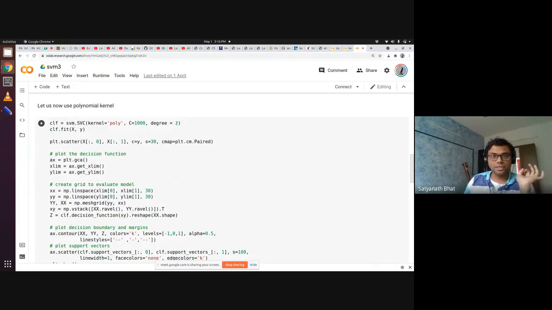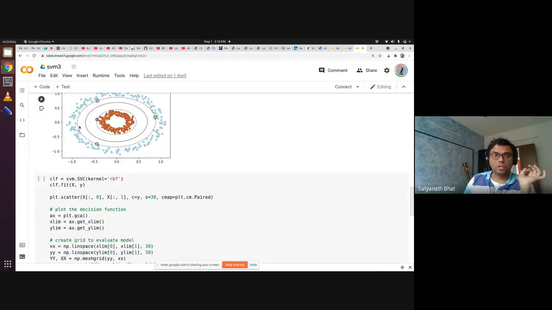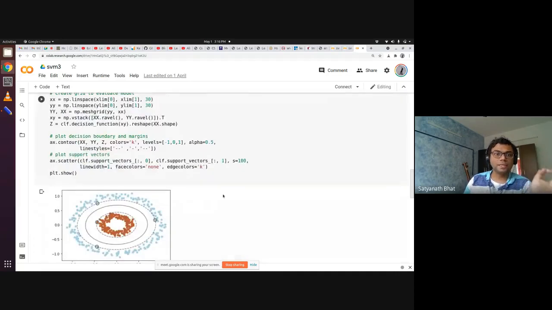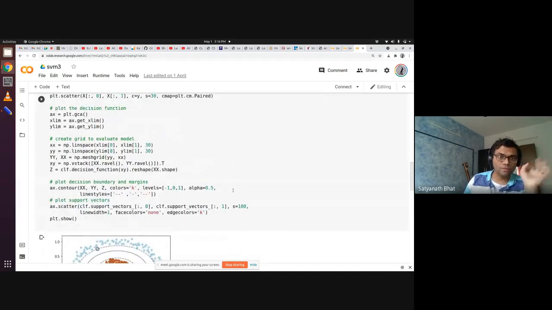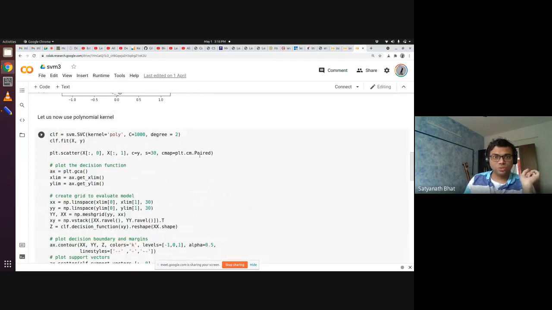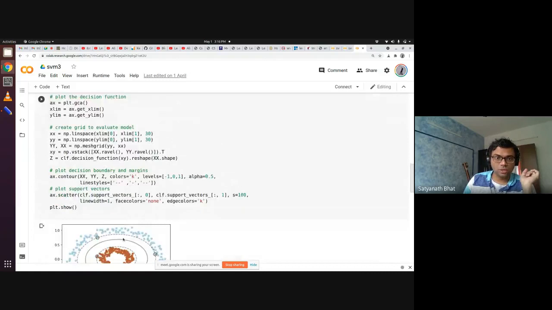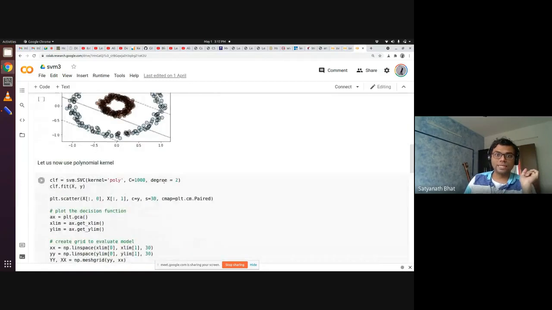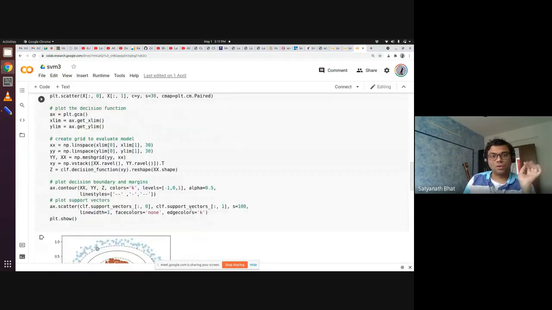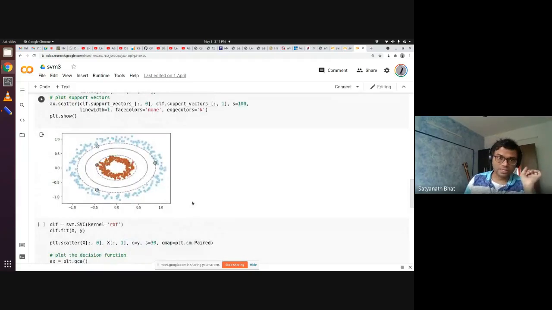If you change the degree to 3, you will not be able to recover this kind of separation, even though degree 3 captures a degree 2 polynomial within it. So just try out if you can make it work. No matter what value of C you give, you will not get this back if you are using degree 3. This is something for you to try out in the holidays, and if you're able to solve it, let me know.